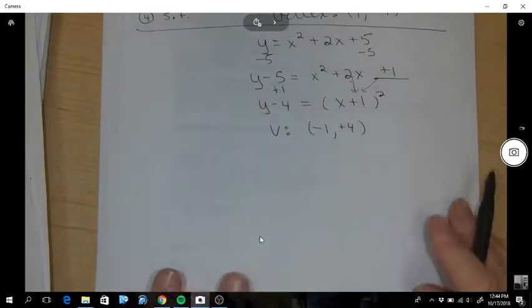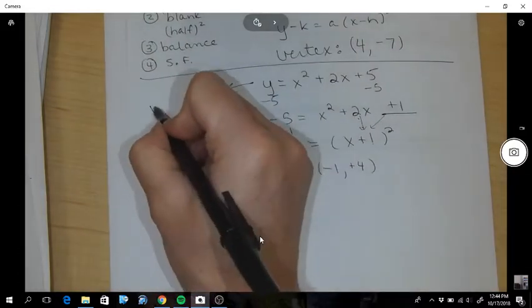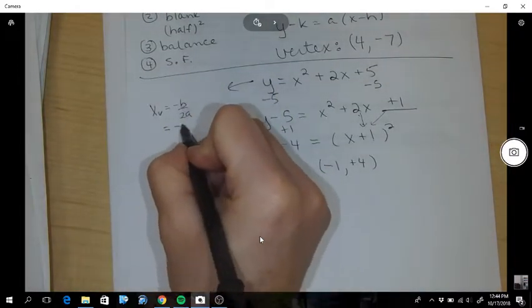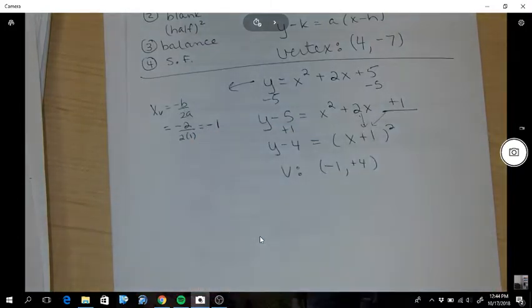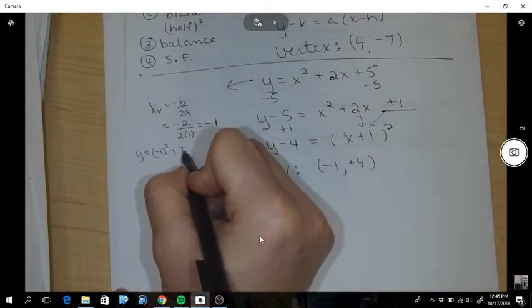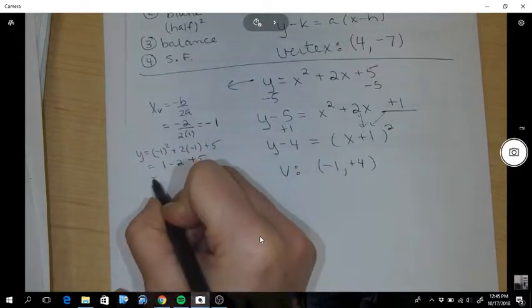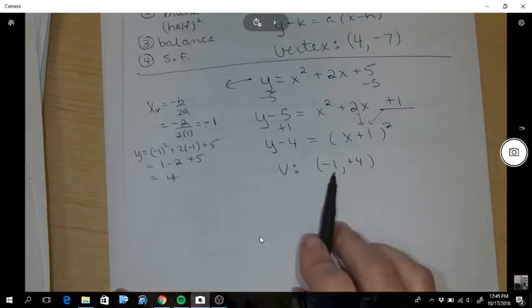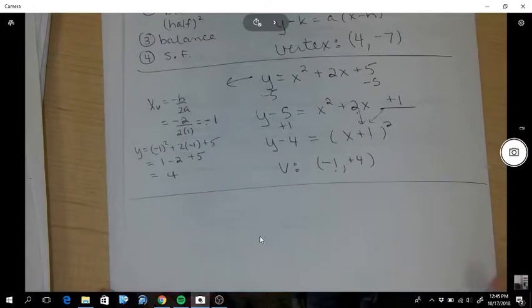Okay, now if you want on a test, you can check your answer, because in general form, I know the x of my vertex is -b over 2a. So that is -2 over 2 times 1. So that's a -1. If I plug in my -1, (-1)² + 2(-1) + 5, 1 - 2 + 5, and that equals 4. So do you notice that this vertex matches that vertex? (-1, 4). Okay, so that's a good way to check your answer.